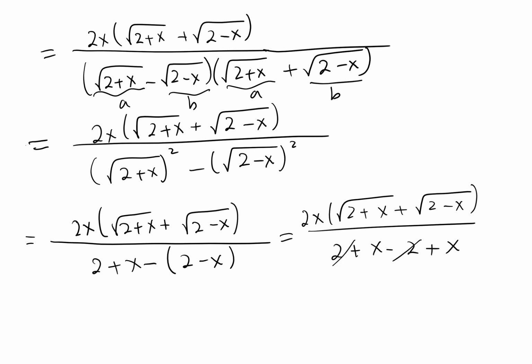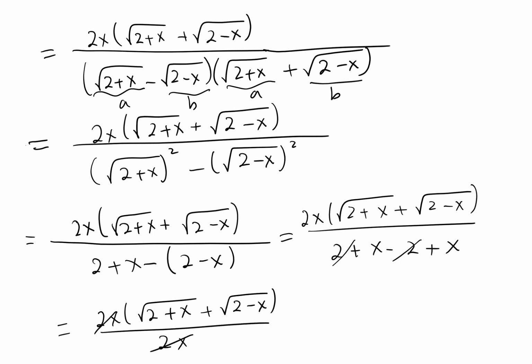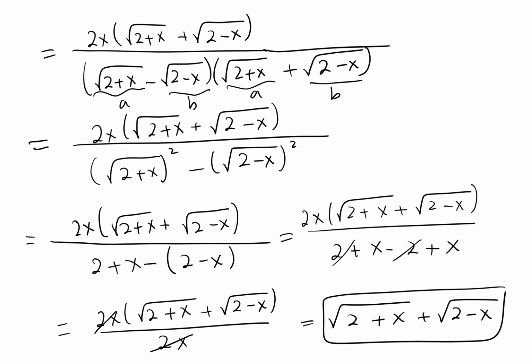These cancel out. So what do we get? 2x times the same and 2x down here. So the 2x cancels. So that gives us the square root of 2 plus x plus the square root of 2 minus x. No more denominators or radicals in the denominator.